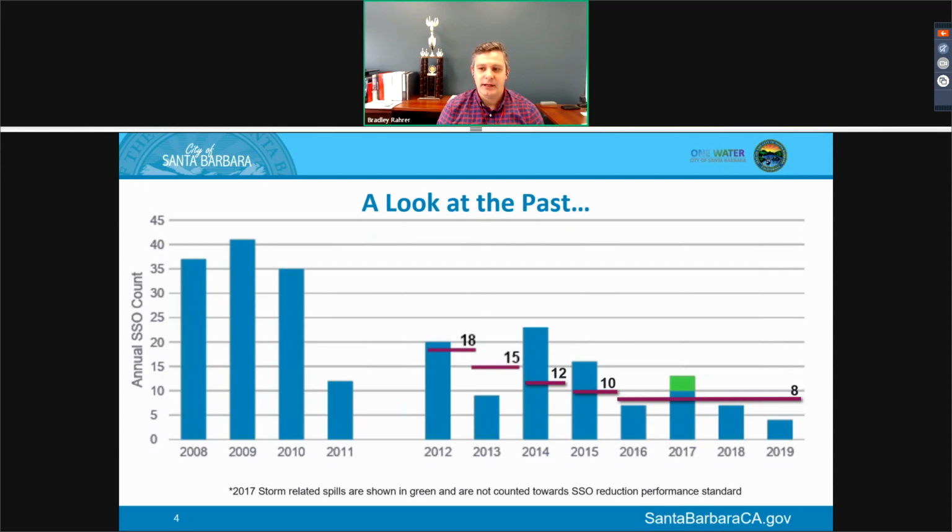I'd like to start by looking at the past and how we got to where we are today. So here's a chart showing the number of spills we've had since 2008, separated by the consent decree date. And in the past, 2008, 2009, 2010, we had a significant number of spills. We were averaging about 38 spills a year. And that is not a good performance for a collection system of our size or age. Prior to 2011, the city recognized that we had issues and we started hiring consultants to help us work on our maintenance practices.